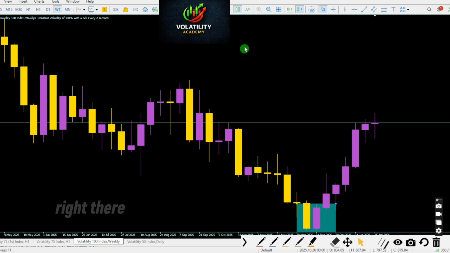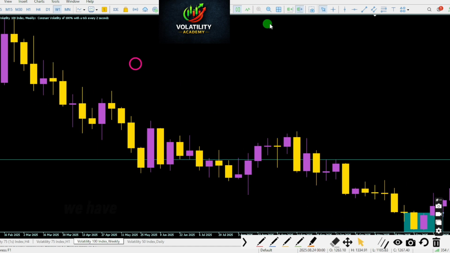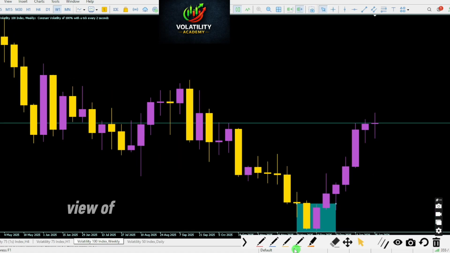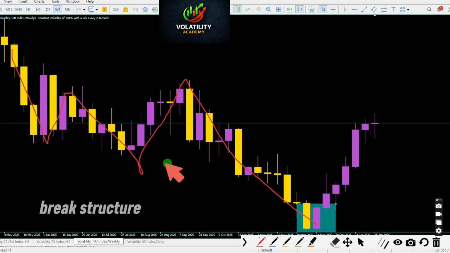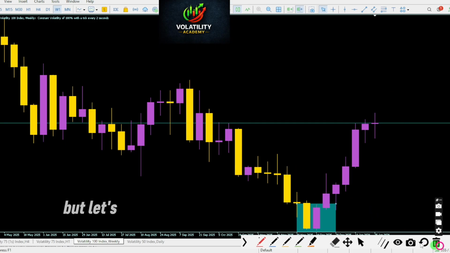You see right there, market broke, or rather retraced to the upside. Now looking at this weekly time frame, we have a better view of market structure. What market was doing right here: breaking structure to the downside, retrace, break structure, retrace, break structure, and currently we are in a retracement phase. But let's look at the monthly time frame once again.